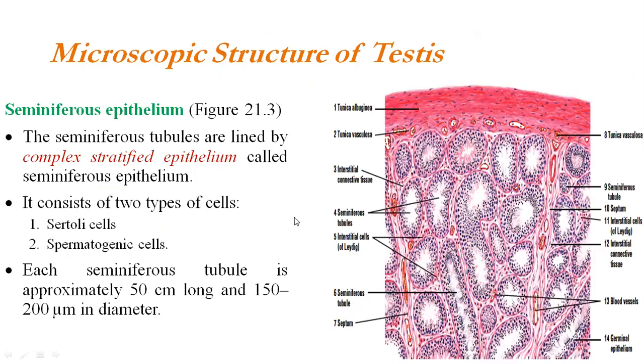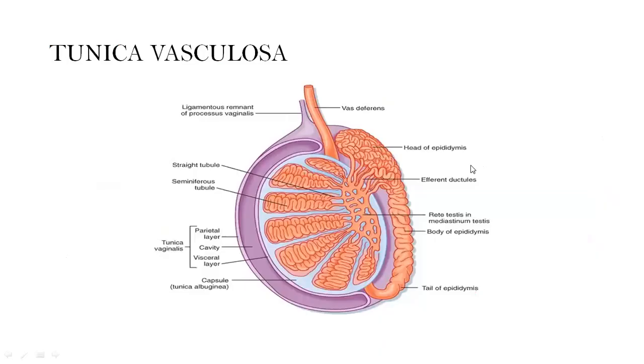Now coming to the microscopic structure of the testis, because now we are more bothered about histological features. Inside the testis, I said there are these coiled structures. What are they called? Seminiferous tubules. Seminiferous tubules are the areas where spermatogenesis is taking place.